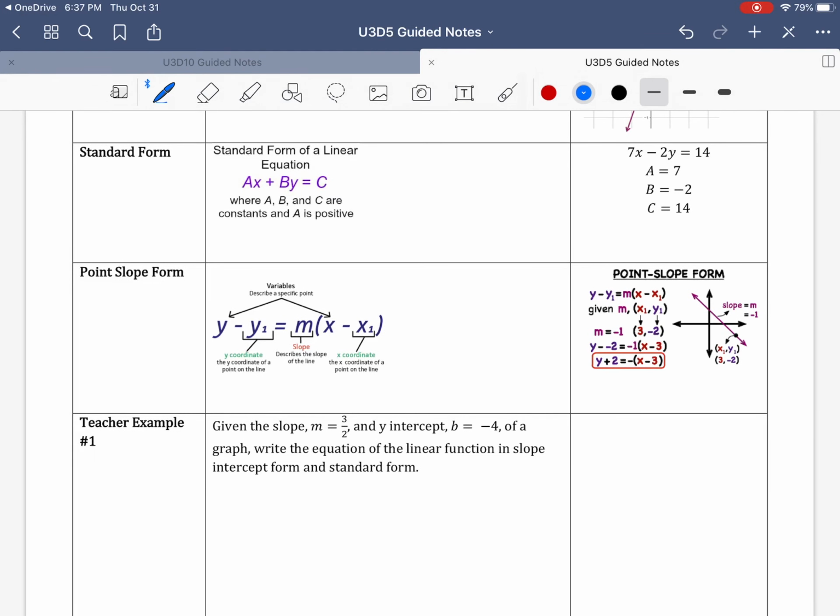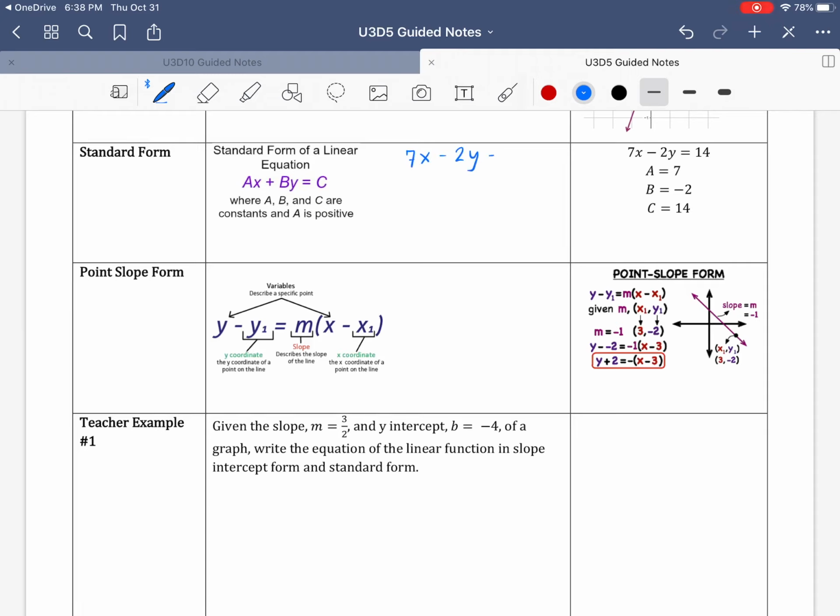The second form of an equation is called standard form, ax plus by equals c. And this is when we would convert between standard and slope-intercept form. For example, if we had the equation 7x minus 2y equals 14, and we wanted to convert it into slope-intercept form, we would take the following steps.